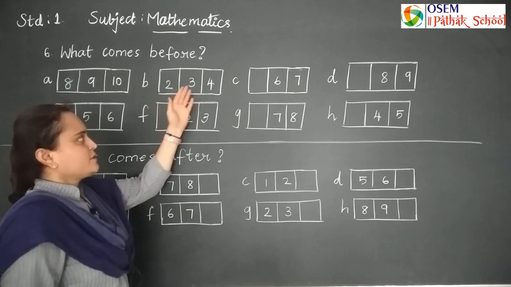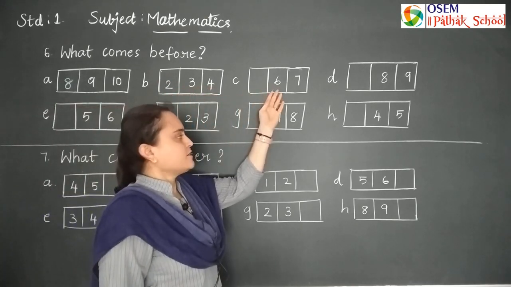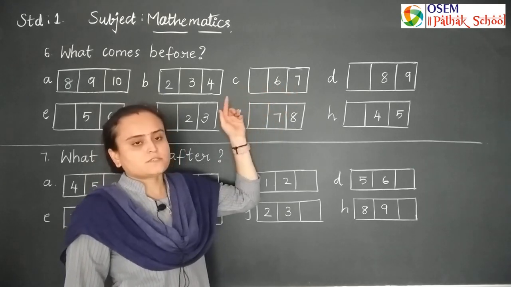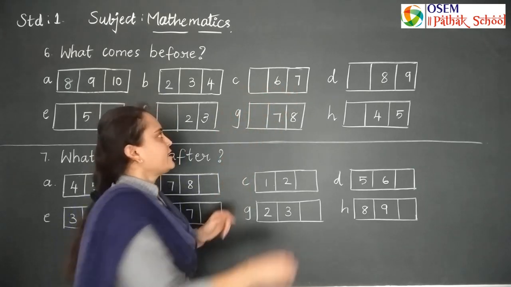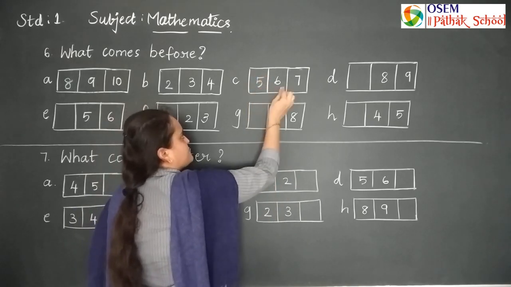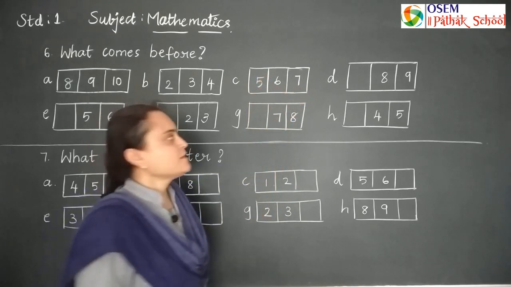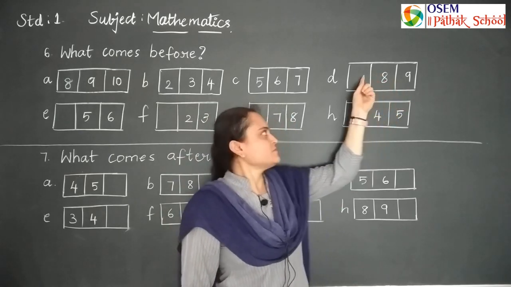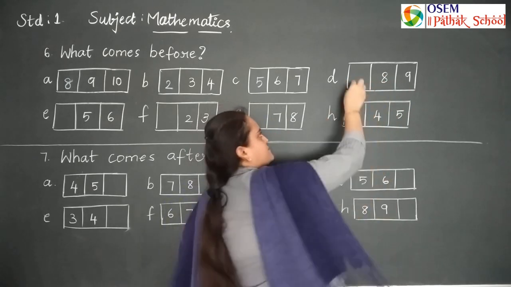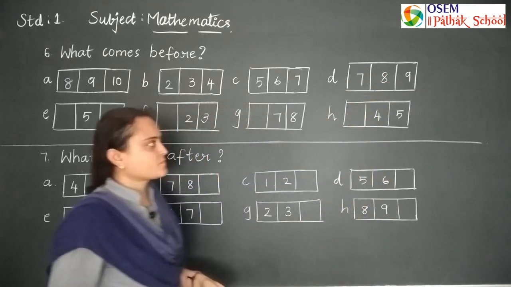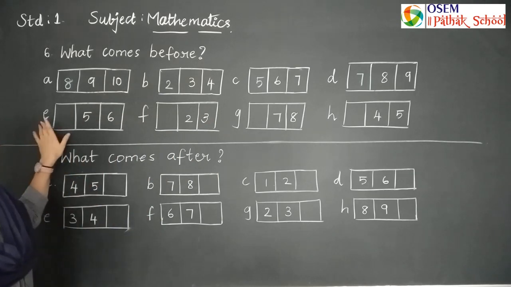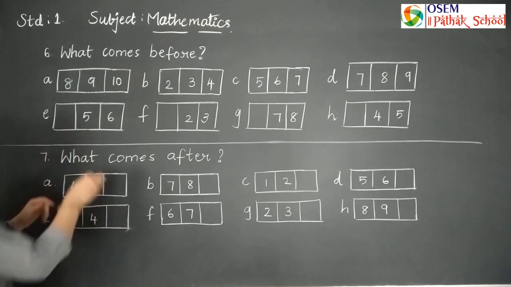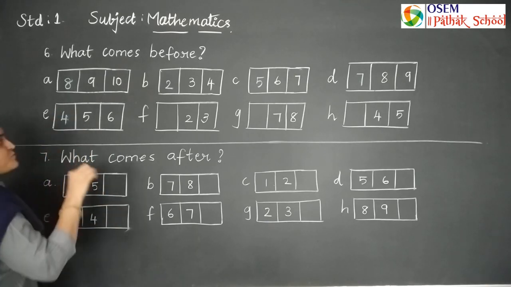2, 3, 4. Then it's given here 6 and 7. Before 6, 1, 2, 3, 4, and 5. 5, 6, 7. It's complete. Now D. 8 and 9 is given. Then which number will come here? Before 8, it will come 7. Same like this in E. 5 and 6 is given. Then before 5, it will come 4.